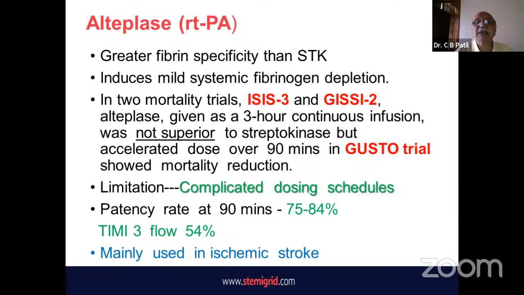Alteplase given as a 3-hour continuous infusion was not superior to streptokinase, but the accelerated dose, when given over 90 minutes as in the GUSTO trials, showed mortality reduction. But the limitation is it's a complicated dosing schedule. Patency rate at 90 minutes is 75 to 84% and TIMI-3 flow in 54% only.